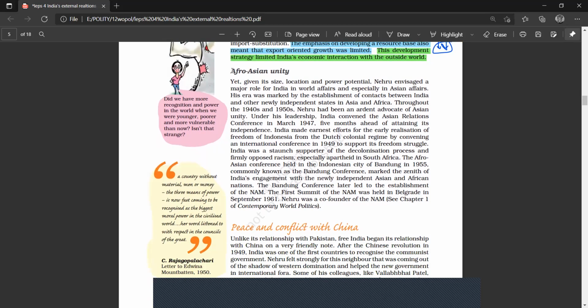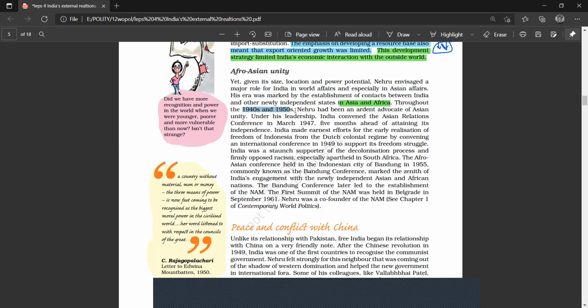So now we are going to understand Afro-Asian unity. Yet given the size, location, power and potential, Nehru envisaged a major role for India in world affairs and especially in Asian affairs. His era was marked by the establishment of contacts between India and other newly independent states in Asia and Africa.